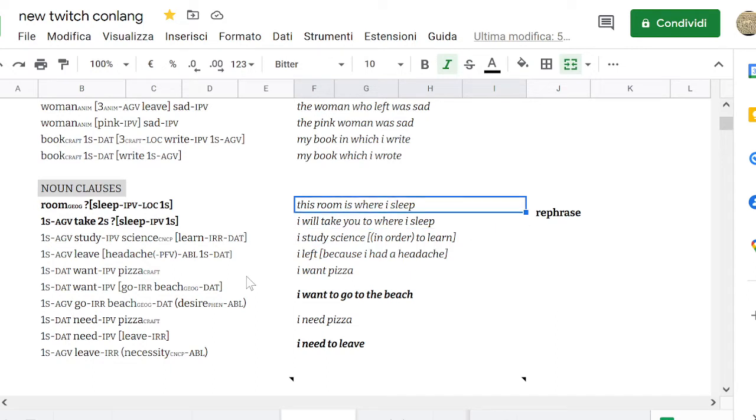the equivalent of a pronoun that we were basically dropping. So here, for example, I will take you to where I sleep. What we're dropping is the place where I sleep, to that place where I sleep. So there's actually like a noun.